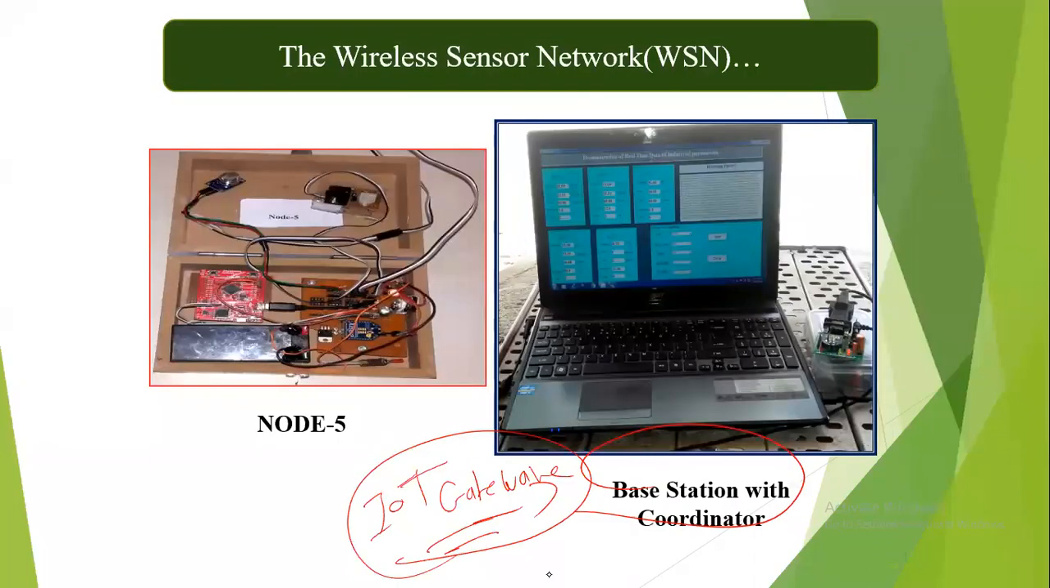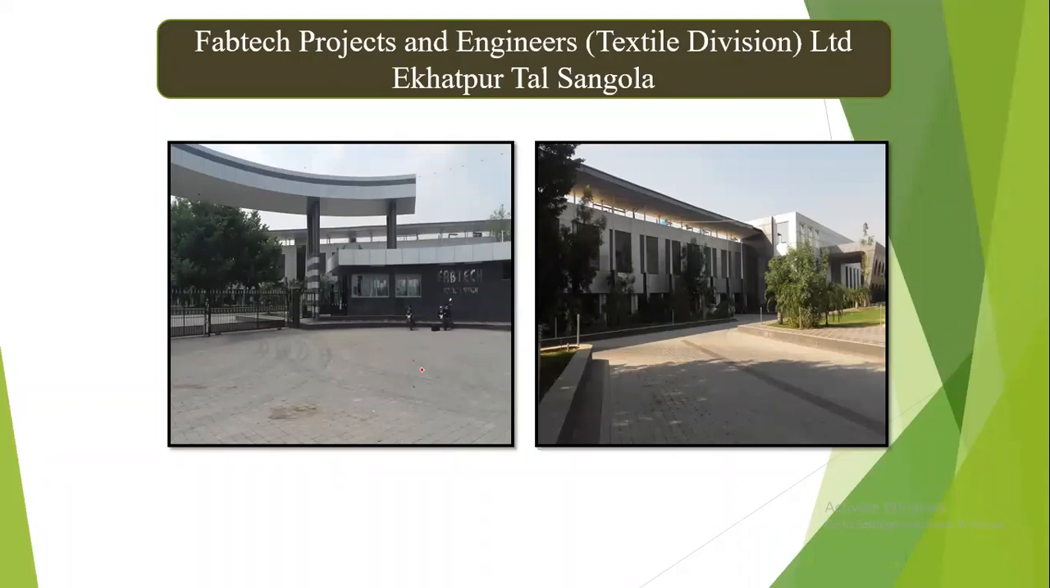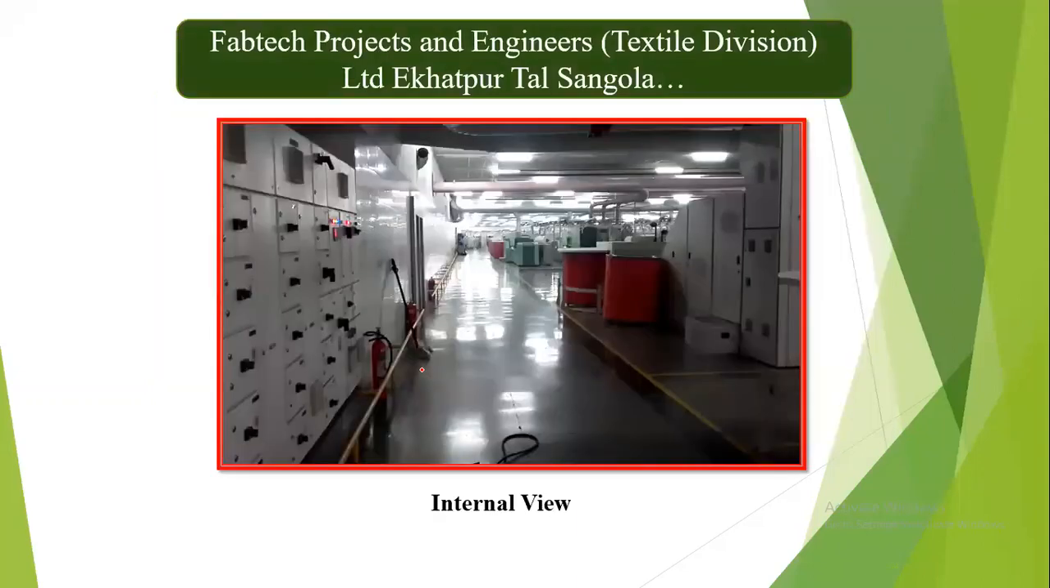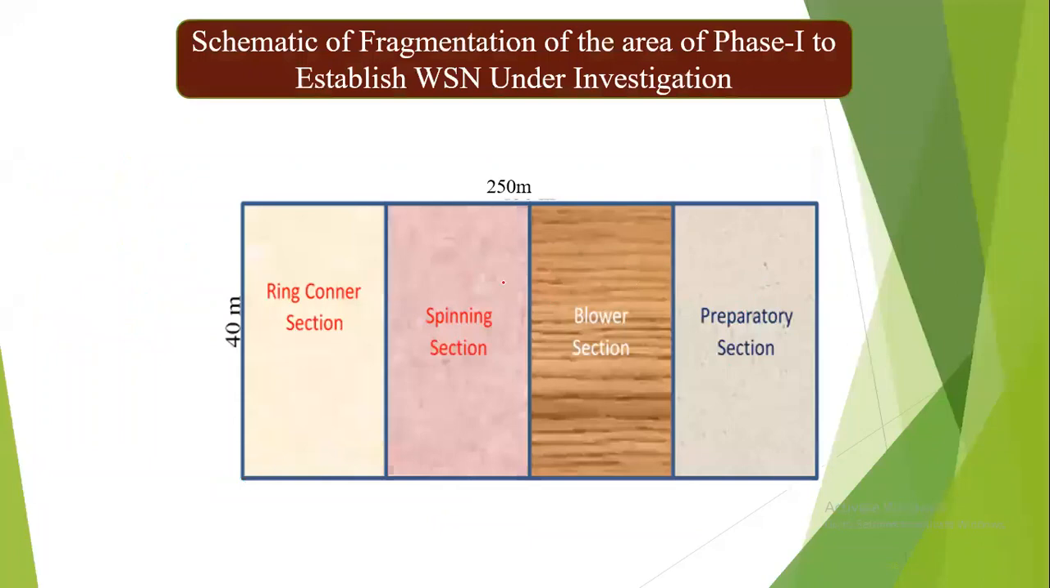We visited different companies and industries, and on extensive survey, it was found that some industries are using wired networks. Here, this is the textile industry. We focused on the textile industry, and we visited the Fabtech Project Engineers textile division in Ikatpur, Sangola, where they manufacture cotton yarns. To maintain the quality of the cotton yarn, they maintain the internal temperature at 32 degrees Celsius and relative humidity at 55% RH. There are four sections in this textile industry: preparatory section, blower section, spinning section, and ring corner section.